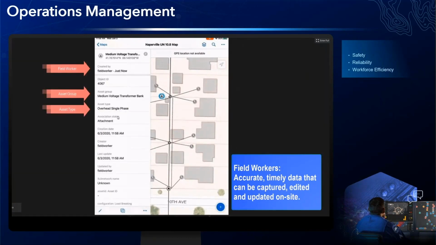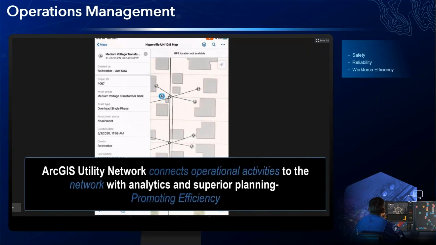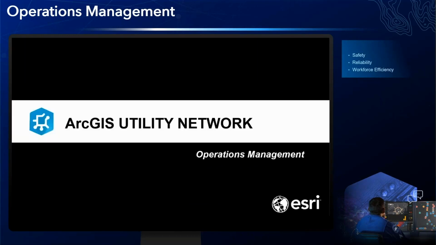Operations personnel want to get the job done. With mobile real-time information on their device, they have the right information related to their work. When they make the updates, they capture the information once at the source, and it's done. It connects operations activities to the network with analytics and superior planning, and that promotes efficiency.